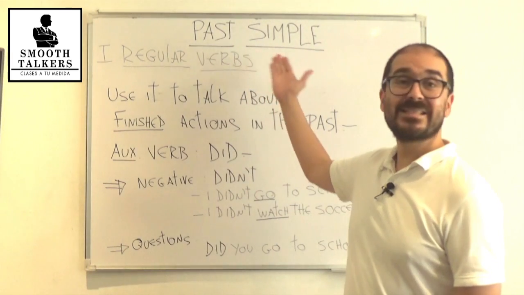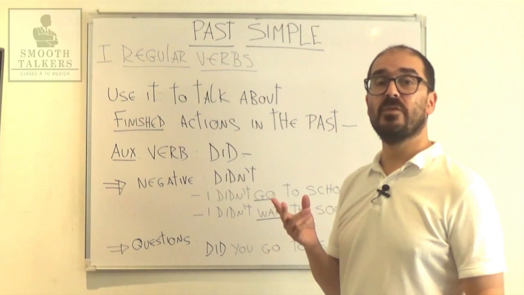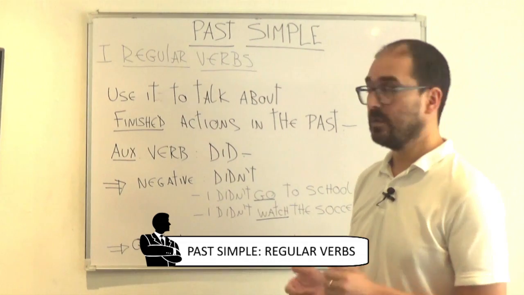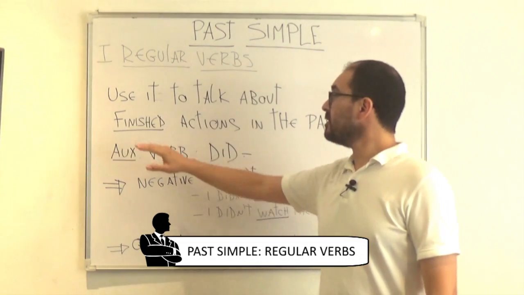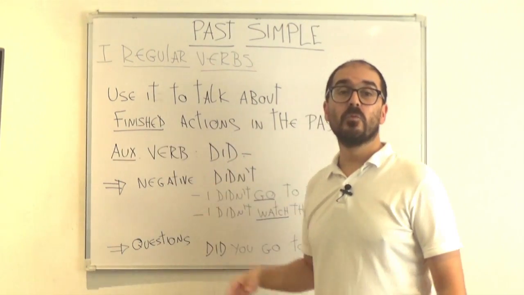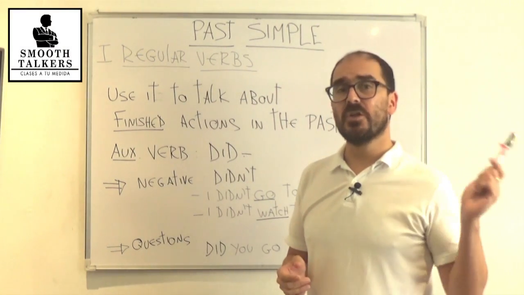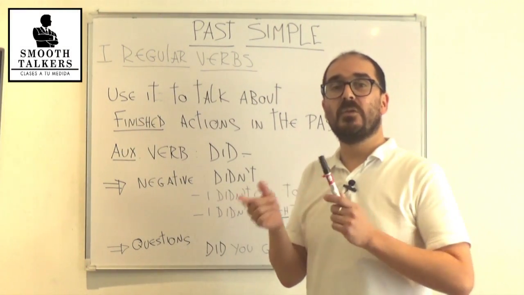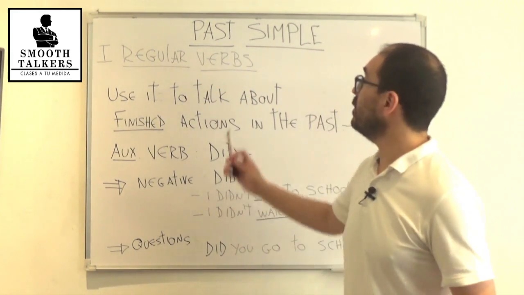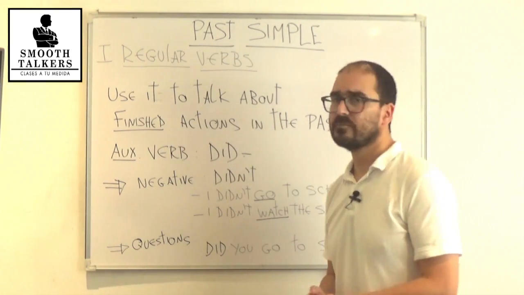Today we're going to talk about past simple and we're going to divide this lesson into two. We're going to focus first on regular verbs and then we're going to talk about irregular verbs. We use past simple to talk about finished actions in the past. And this is important. When we talk about unfinished actions or about things which started in the past but continue to happen now in the present, we use a different tense. So today we're going to focus on finished actions in the past.